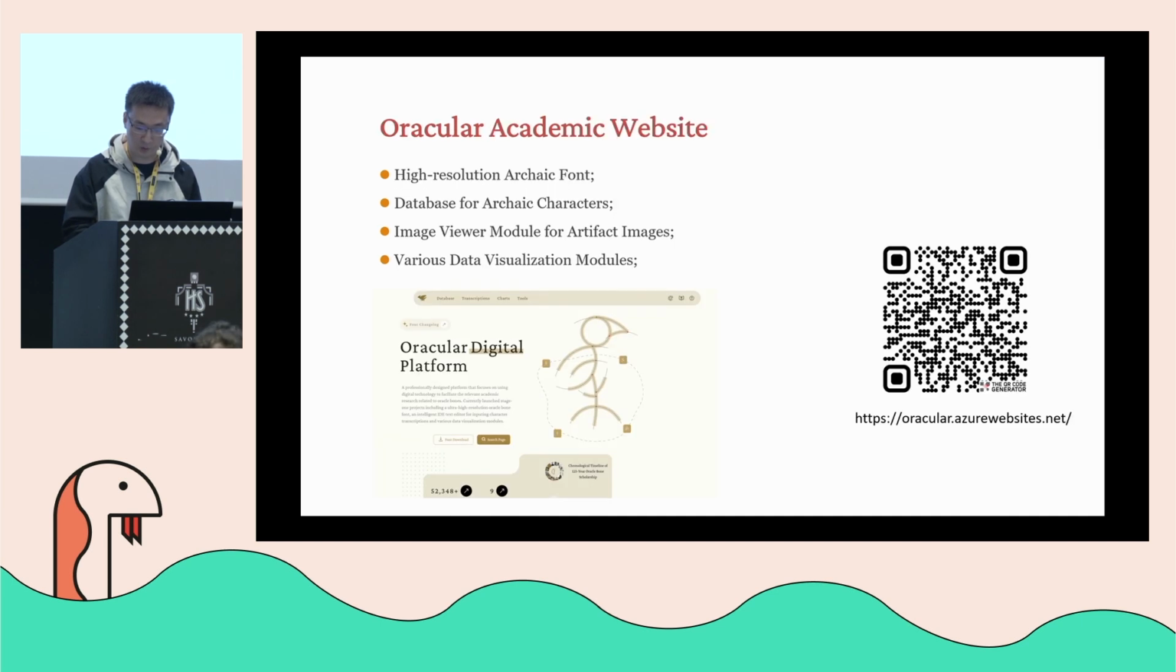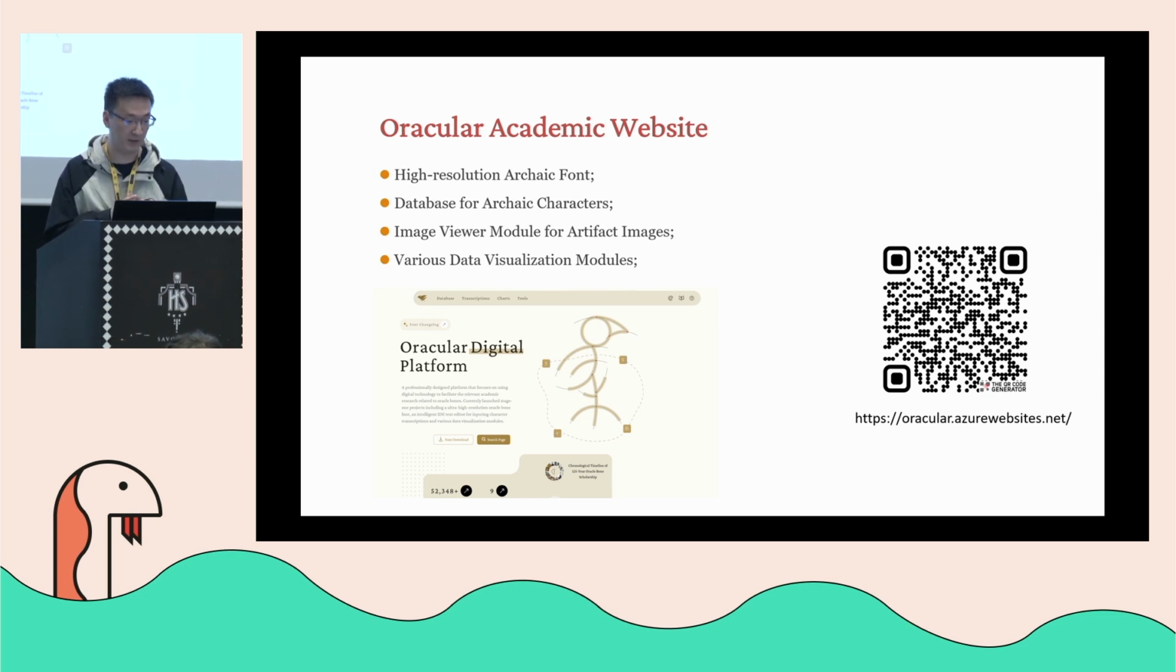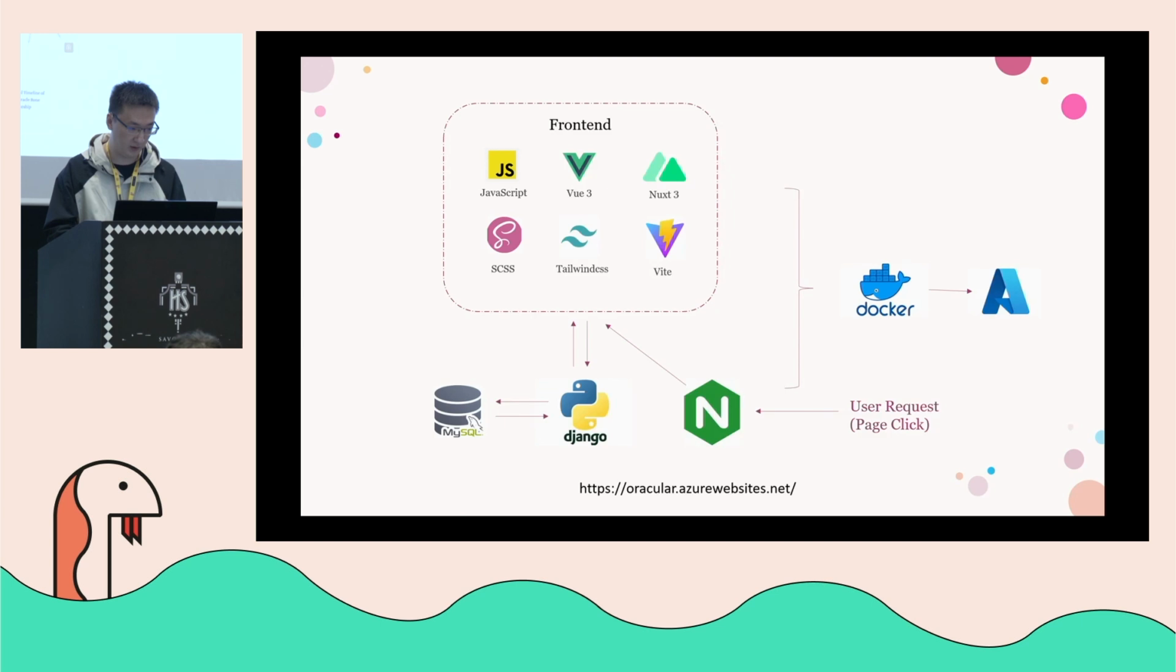And also, I work as an amateur full-stack web developer. To make my research ideas into software for wider public benefit, I created an academic website called the Ocular Digital website. You can scan the QR code here to see what the website looks like in an academic context. Primarily, I use this website to launch a high-resolution archaic font and also a database for archaic character queries. There are also a lot of modules on image viewer functions and various data visualization.